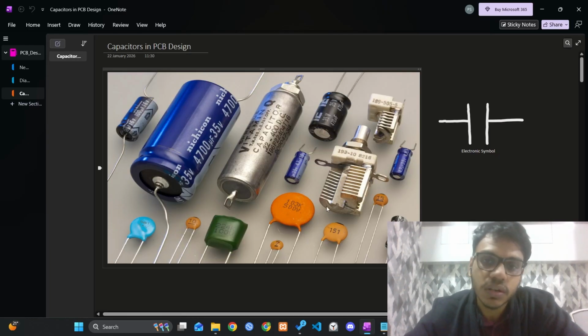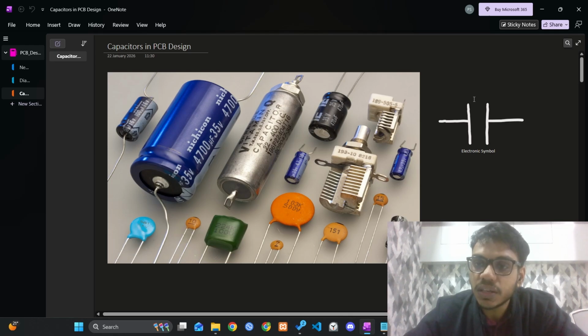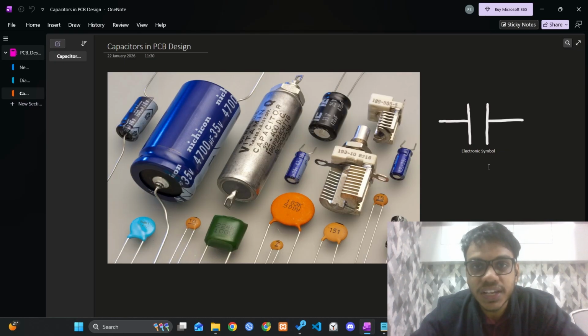This is a picture which has different kinds of capacitors which you may or may not see. This is the electronic symbol of a capacitor, which has two parallel lines. Now, what exactly are capacitors? Well, think of them as tiny banks that store electrical energy. These components can store and release electrical energy. This simple definition should be good enough for now. So let's just see why we even need capacitors.